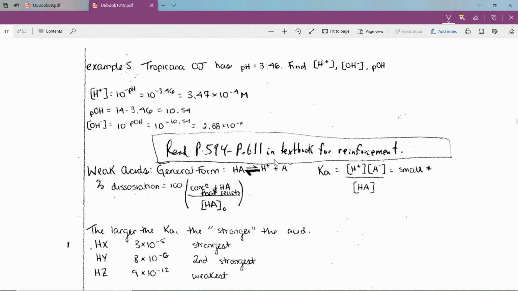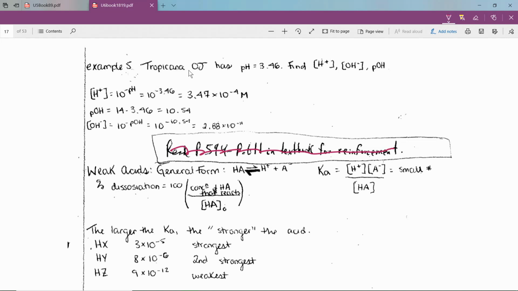Now we're going to branch from strong into weak. Tropicana orange juice. You can choose the orange juice brand of your choice. I get no compensation from Tropicana for using that in this example. The pH is 3.46. We want to find everything else, the H+, the OH-, the pOH.